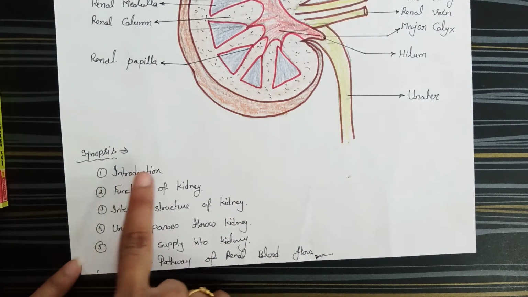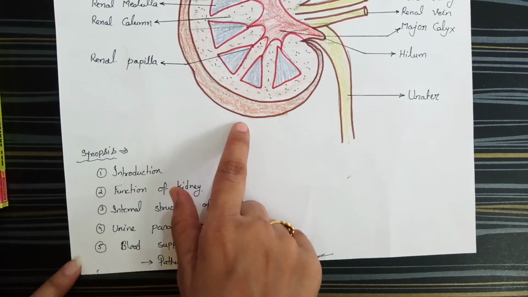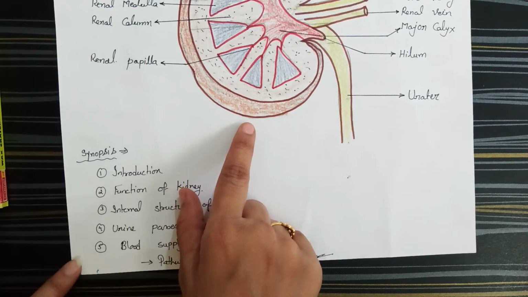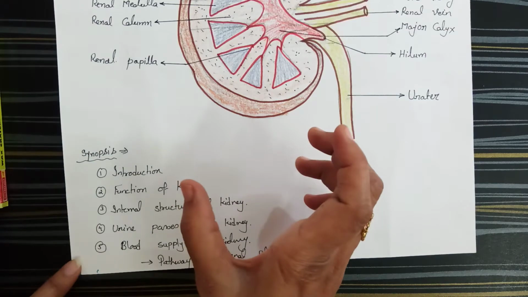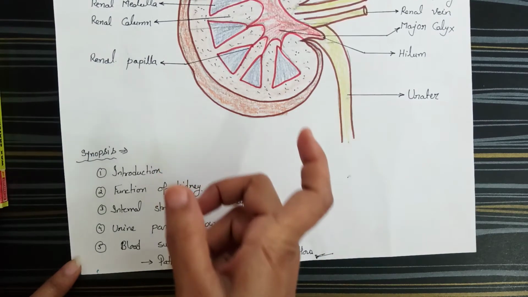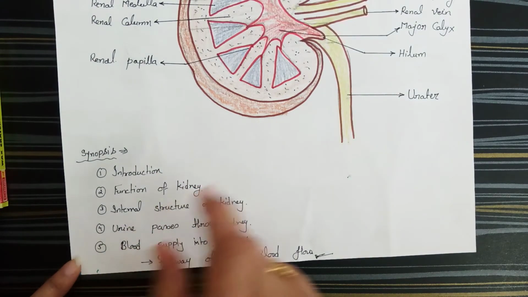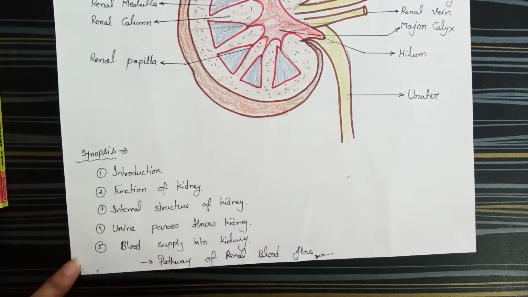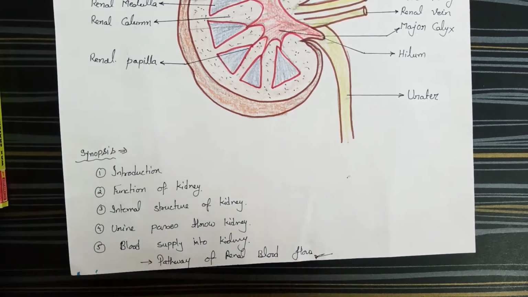First you have to include the introduction. In this introduction you have to tell about the location, size, and the proper space where the kidney is located in our body. The next one is the function of the kidney, and the third one is the internal structure of the kidney. Then urine passes through the kidney. The last one is the blood supply into the kidney, that is the pathway of the renal blood flow. So all these topics are included in this lecture.